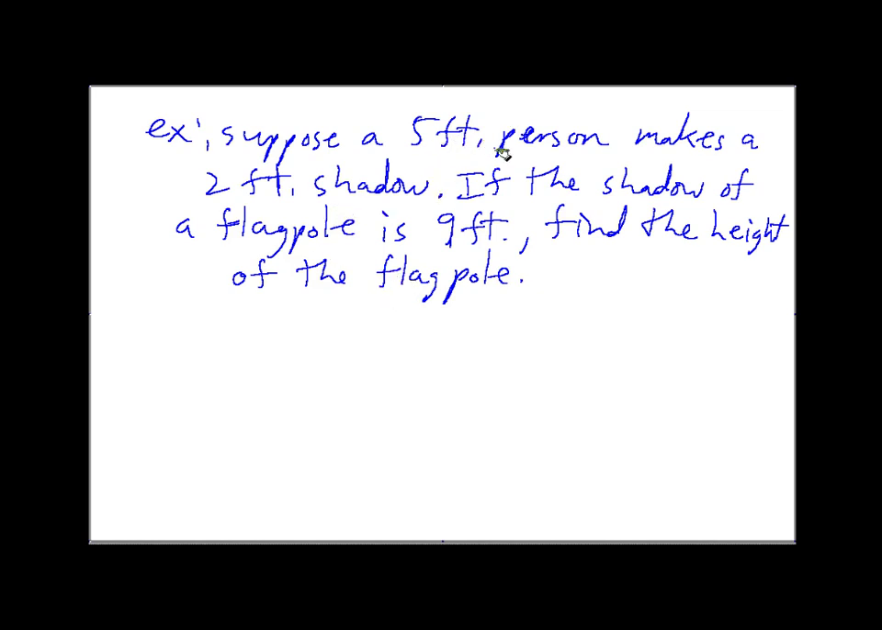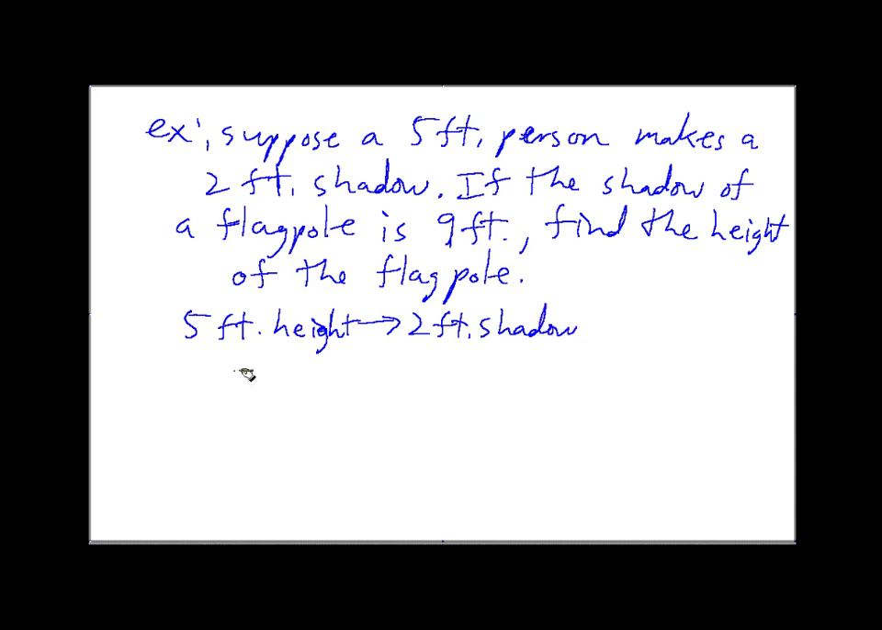So we're told that someone who's 5 feet tall makes a 2 feet shadow, all right? But now obviously I can't measure a flagpole because it's too tall, it's too high, right? But I can measure its shadow though. What if the shadow is 9 feet? So what is the height of this flagpole? Well, let's match it up. So 5 feet in height makes a 2 feet shadow, right? So we can say 5 feet in height, all right, makes a 2 feet shadow.